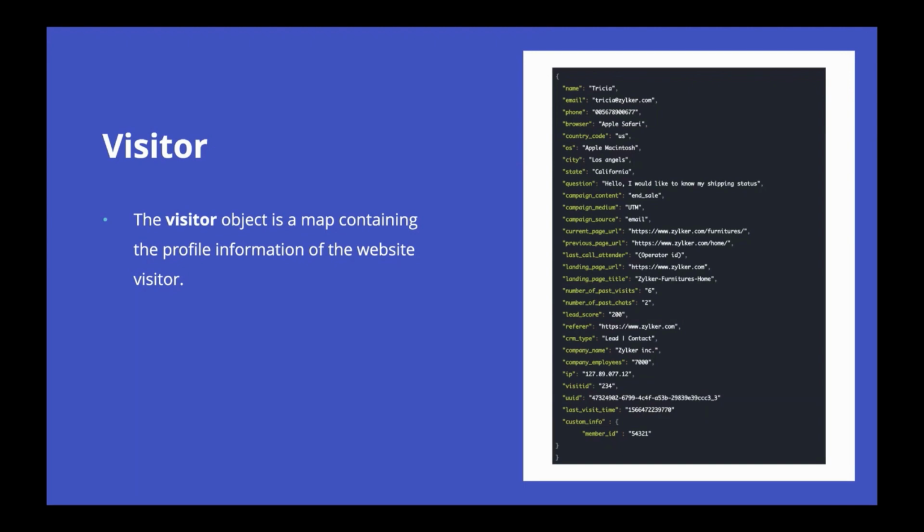The URL of the page where the visitor is currently accessing, the title of the visitor's current web page, the count of past chats that the visitor has had with operators of the Zobot, the source from where the visitor was referred, whether redirected by email or using social media, etc. The category and the potential of the visitor inside Zoho CRM can also be retrieved. And you can also retrieve custom information about the visitor, like the member ID. All right, so there's so much more that you can retrieve using the visitor object.